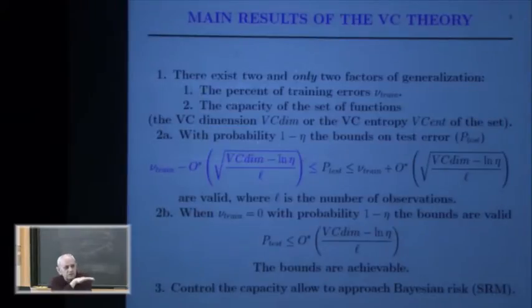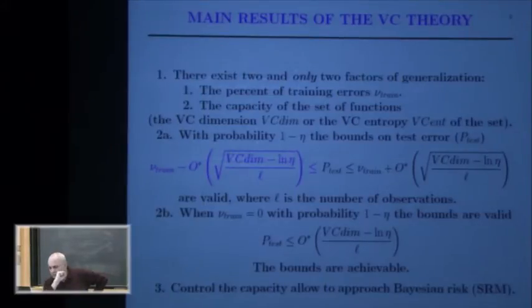When you're looking at some samples and you're making some percent of errors on your training data, you have a square root of 1 over L confidence interval. But when you have no errors, you have 1 over L. And it is a huge difference. So you cannot improve this bound. They're achievable. And that is the foundation of the theory.